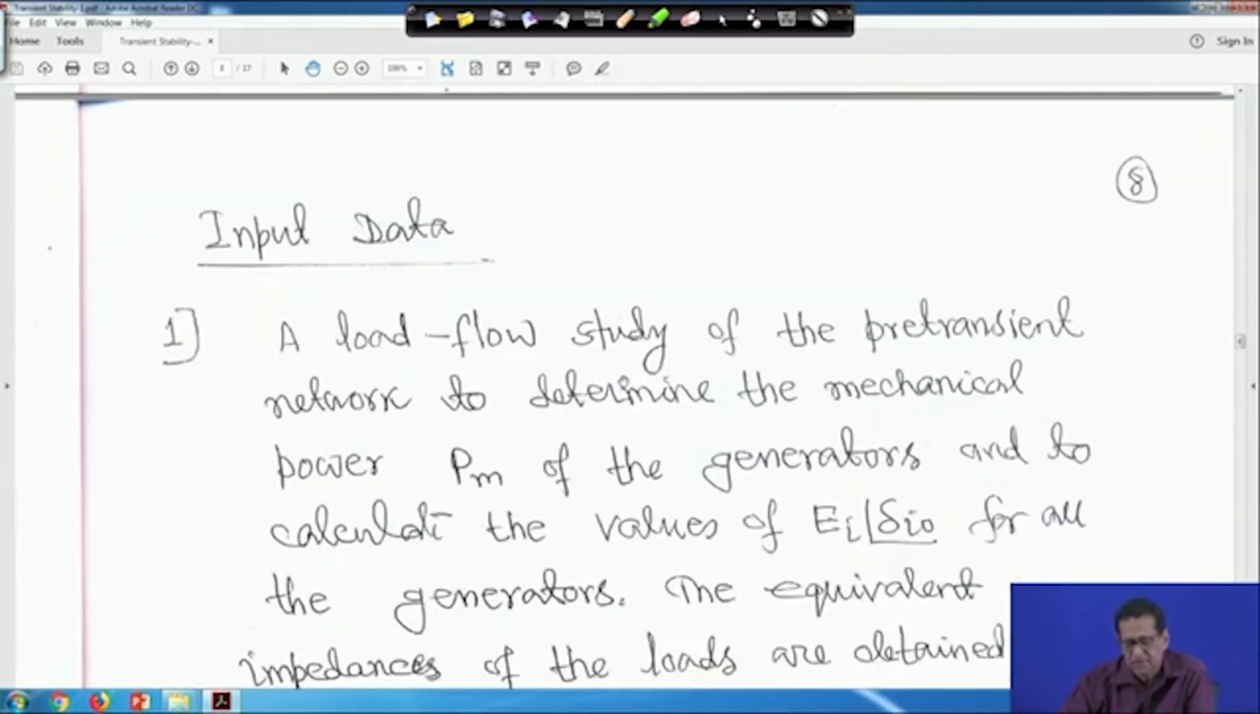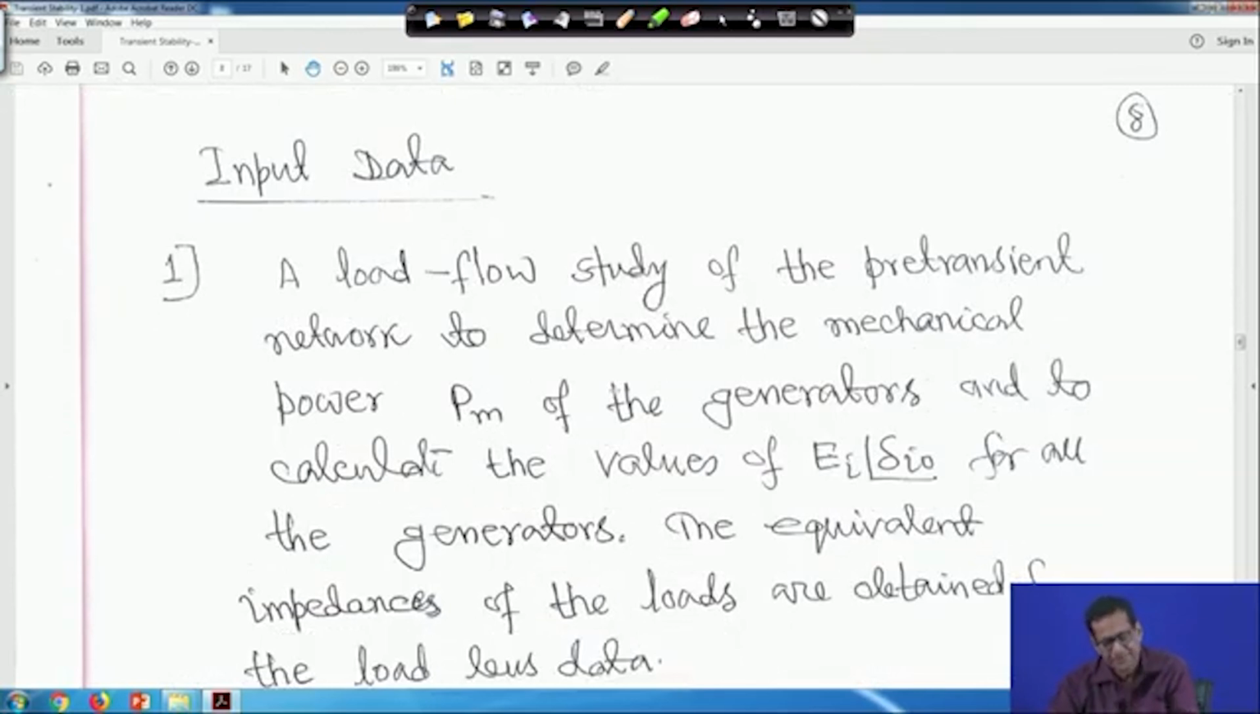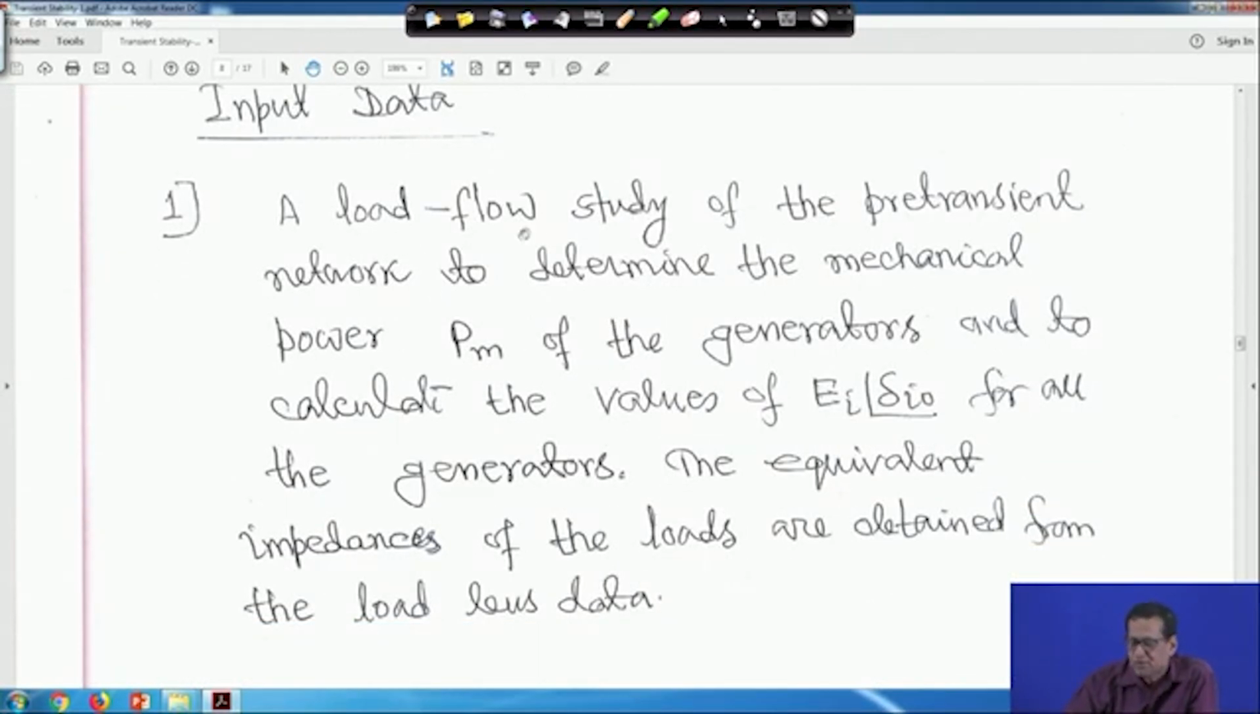Now, input data: what are the input data required? First thing is a load flow study of the pre-transient network to determine the mechanical power Pm of the generators and to calculate the values of Ei and the angle delta i0 for all the generators. A load flow study is required before the fault. From that you have to calculate Pm and Ei angle delta i. In general, Pmi0 is equal to Pi0.